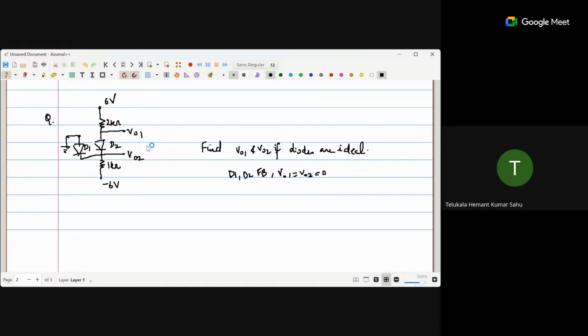But which path should we consider? 6 volt and minus 6 volt, or 6 volt and 0 volt, that is ground? Which path should we consider first, ma'am? Wait, I'm checking. For V01, if it is minus 2 volts, what will happen?